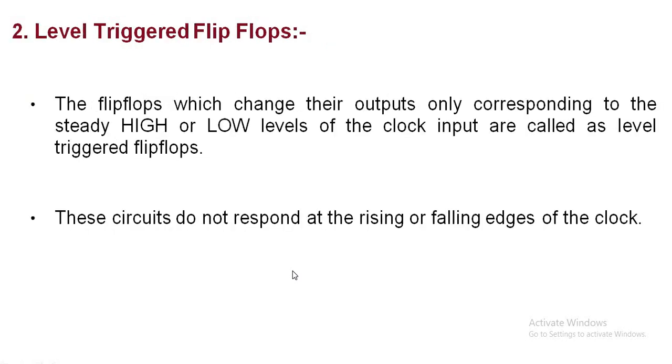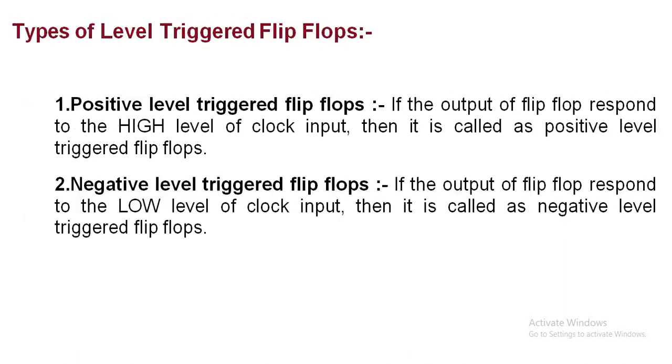Now second type of triggering is level triggering. The flip-flops which change their output only corresponding to the steady high or low levels of the clock input are called level triggered flip-flops. These circuits do not respond at edges of the clock signal. Now types of level triggering. Once again there are two types, positive level triggered flip-flop and negative level triggered flip-flop.